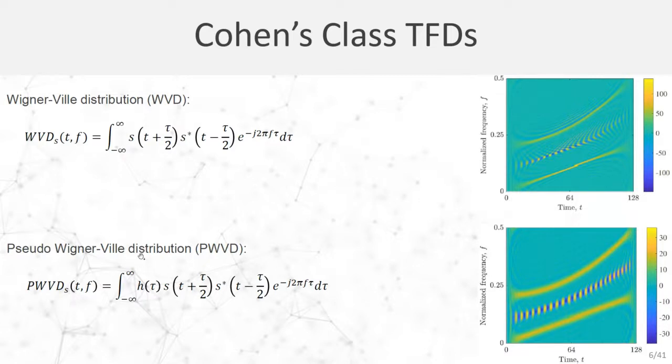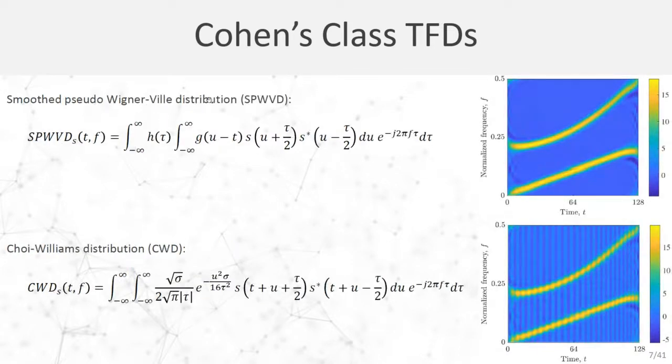So the first one is the pseudo-Wigner-Ville distribution that additionally applies a time window that smooths the Wigner-Ville distribution in the frequency direction, and it suppresses those cross terms oscillating in the frequency direction, but simultaneously decreases the frequency resolution of the auto terms. The next one is the smoothed pseudo-Wigner-Ville distribution that additionally suppresses those cross terms oscillating in the time direction using another time window G, and it allows us to independently control the level of time and frequency smoothing by controlling these window sizes.